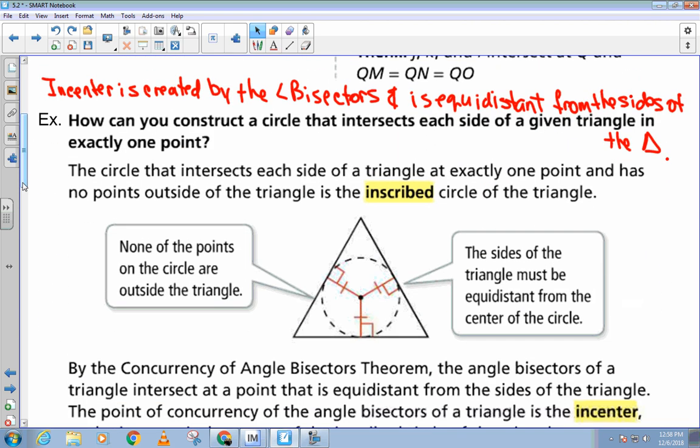How can you construct a circle that intersects each side of a given triangle in exactly 1 point? Okay, so when we did perpendicular bisector, we wanted the circle to go around the triangle so that each point touched the triangle, right? That was called a circumscribed circle. And you create it from the circumcenter, yes? Okay, this time we want to create a circle inside the triangle that only touches the triangle at 1 point. That's called a tangent point. We'll learn more about that after Christmas, okay? But we want to create a circle inside the triangle that only touches it at 1 point, okay? So what do you think we're going to use?